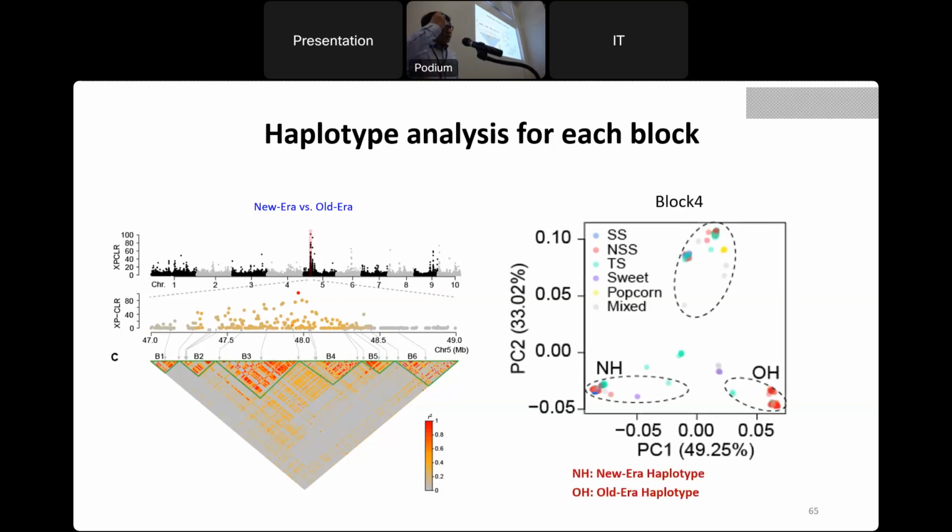We hypothesized this could be due to population structure, and then conducted a population structure analysis using only LD block 4, and found there are 3 haplotypes within LD block 4 in general. It's not perfect, but there are 3 clusters. The new era haplotypes and old era haplotypes, and also recombinant haplotypes. Each of the haplotypes is composed of materials from different subpopulations of maize, suggesting this pattern is not driven by population structure.